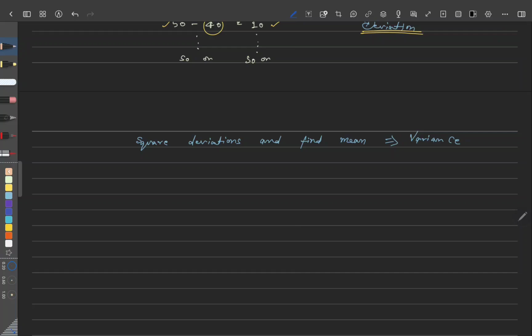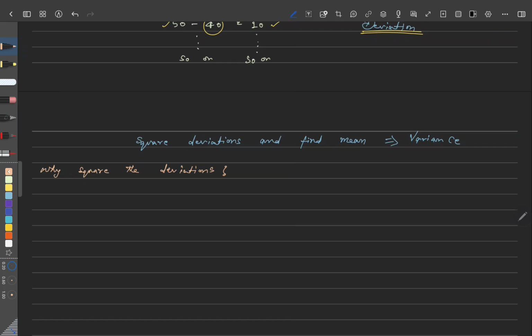Now naturally the question would be, why would you square the deviations? Okay, what is the reason behind this? We'll answer that question before proceeding further, and then we'll cover the examples and intuition and everything. But first let's answer why square the deviations.